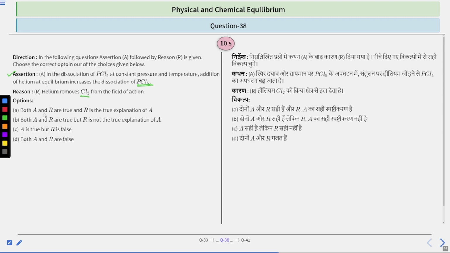Options are: both A and R are true, and R is the true explanation of A; both A and R are true, but R is not the true explanation of A; A is true, but R is false; or both A and R are false. So you have 10 seconds to solve the question. After that, we will see what the answer is.